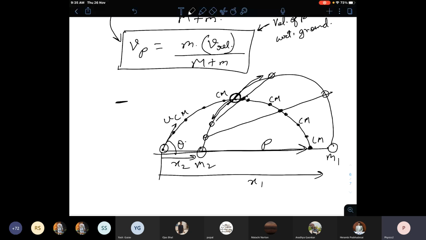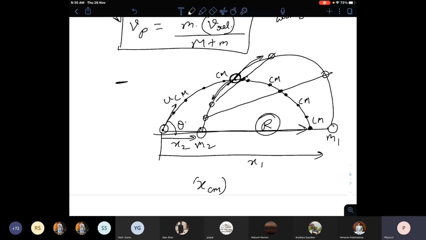Xcm is how much? It is the range of the projectile. You have the value of u, you have the value of theta, you can find the value of range. So the x coordinate of center of mass is the range. And x coordinate of center of mass can be written as m1 x1 plus m2 x2 upon m1 plus m2. So from here you can calculate the values of x1 and x2.